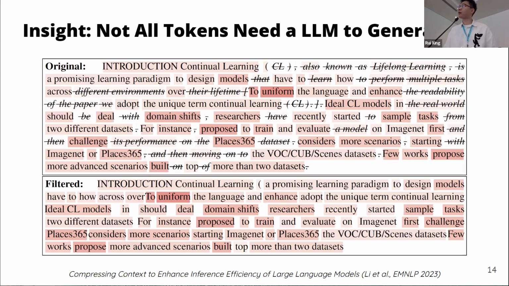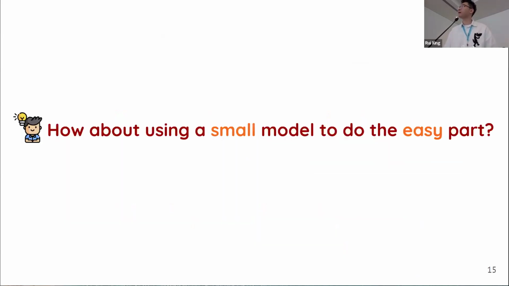Or in other words, in a paragraph, the tokens can be divided into simpler ones and difficult ones. And maybe we do not need a large language model to generate all the tokens. We can just use a very large language model like Llama 70 billion to generate the difficult ones and utilize a simpler and efficient language model to deal with the simpler ones. So this is exactly the research motivation of speculative decoding. How about we just use a small language model to do the easy part, to generate the simpler tokens?